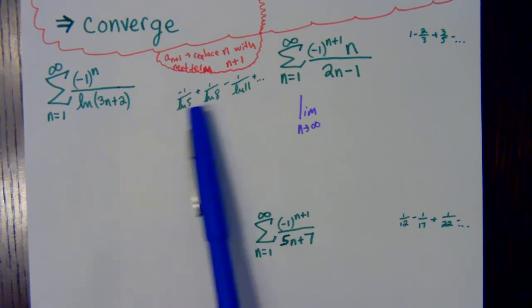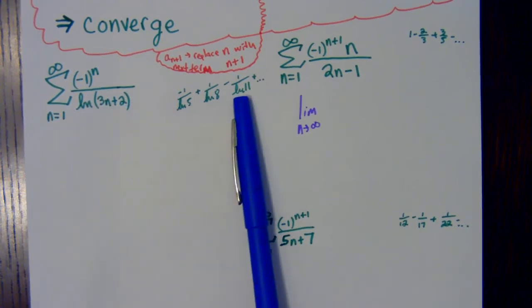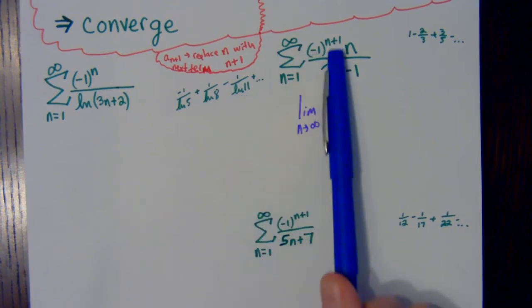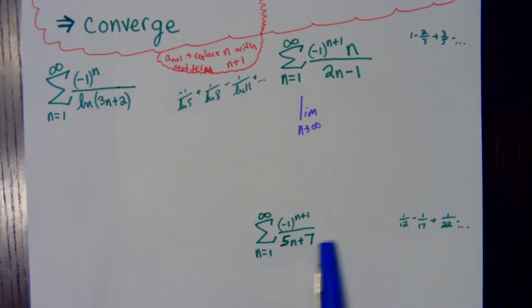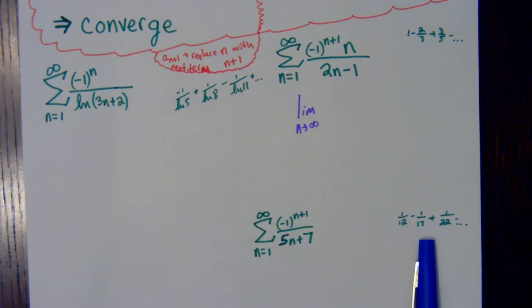I plugged in 2 there, I got the ln of 8. Or I plugged in 3 there, I got the ln of 11. So I did that. I plugged in 1, plugged in 2, plugged in 3, and I wrote down the first few terms of these sequences just to let you know that it is alternating. And I wanted to show you something with the pattern on some of these, where a common mistake comes from.